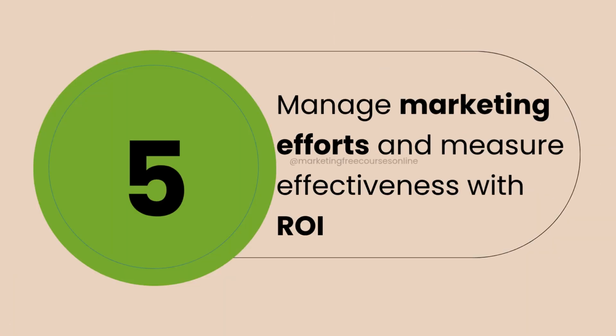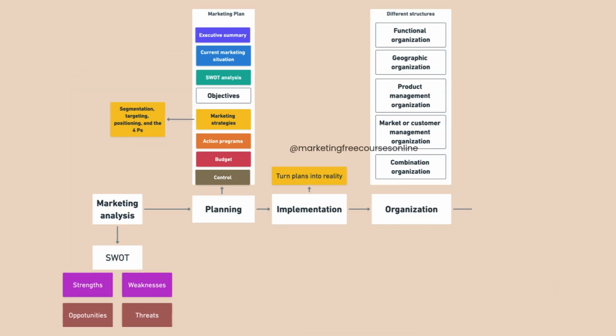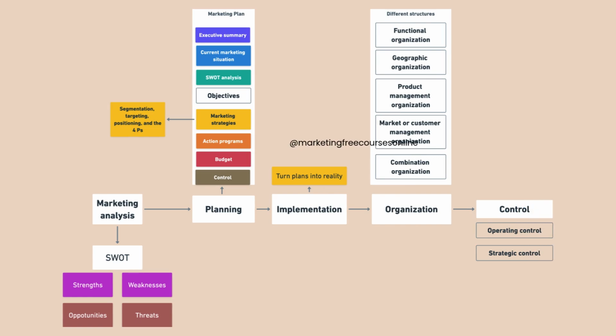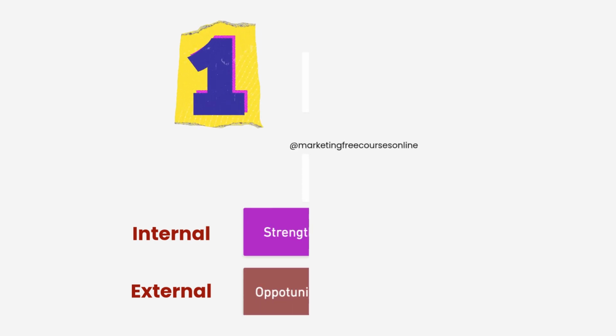Finally, let's wrap up with Objective 5, marketing management functions and measuring ROI. Marketing isn't just about cool ads. It's a process that needs planning, teamwork, and checking if it's working. Marketing management has 5 steps: analysis, planning, implementation, organization, and control. Let's dig in. First, marketing analysis uses tools like the SWOT analysis.